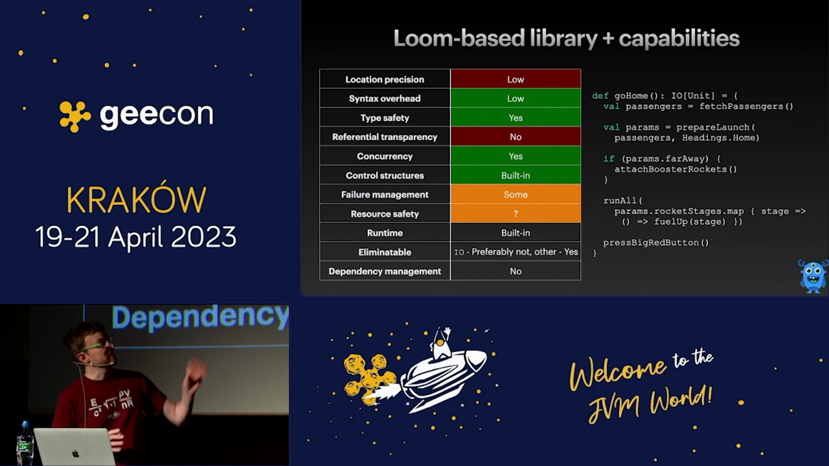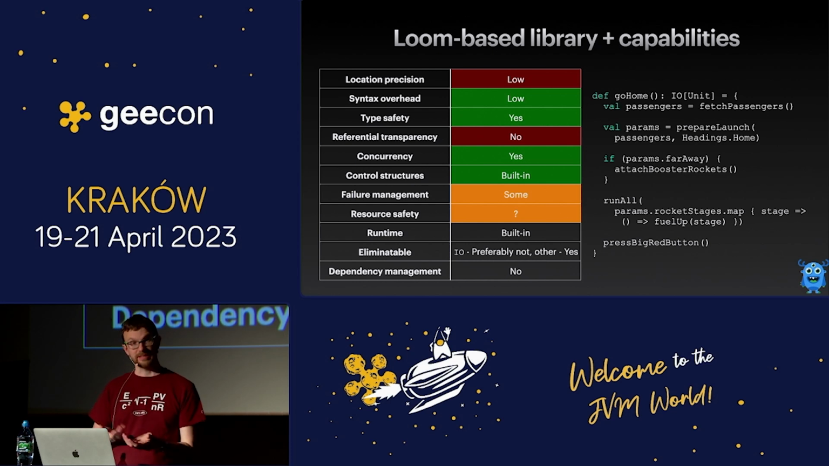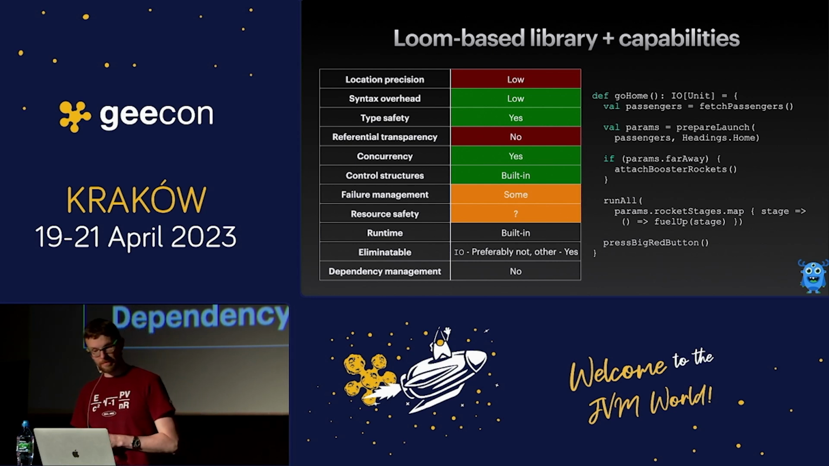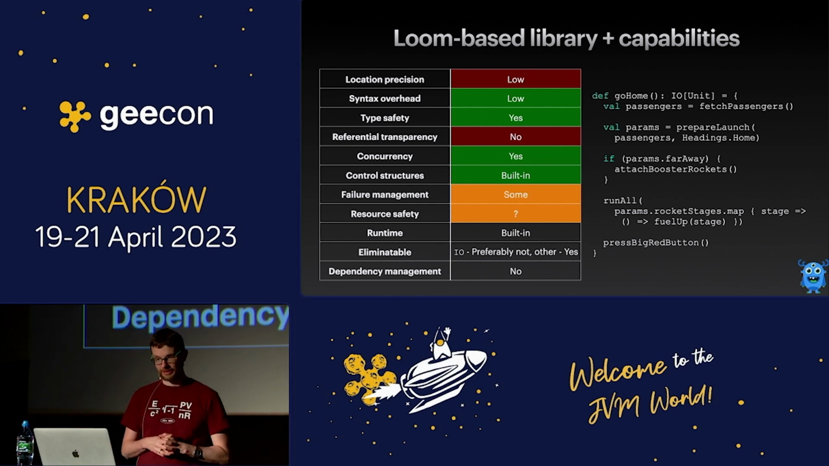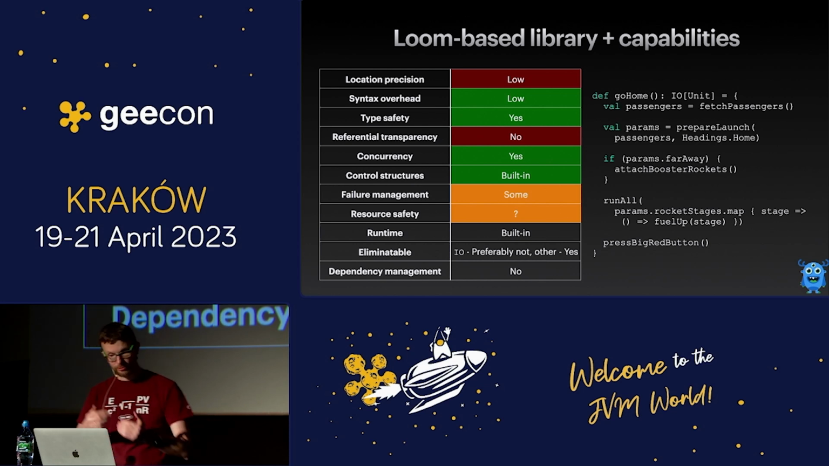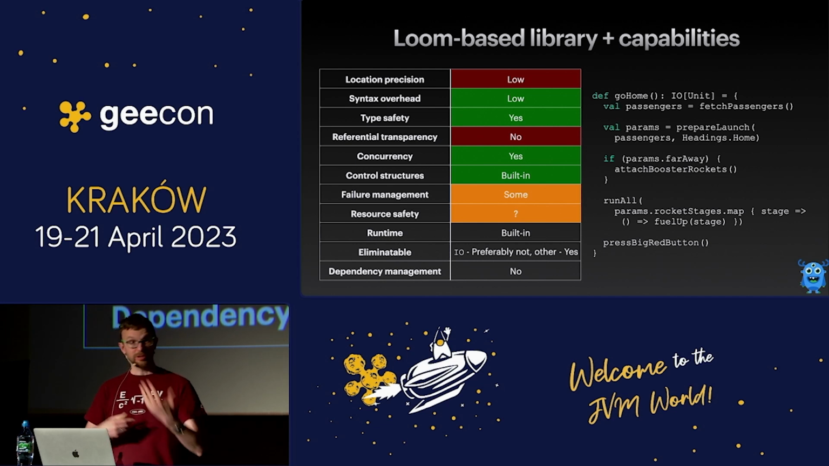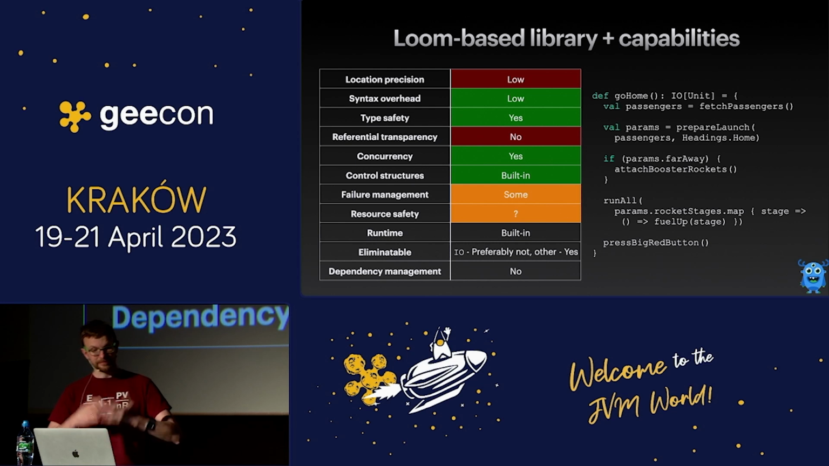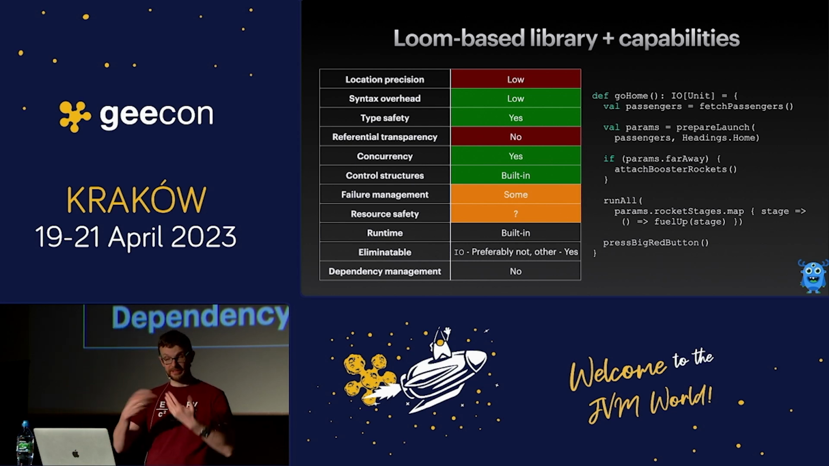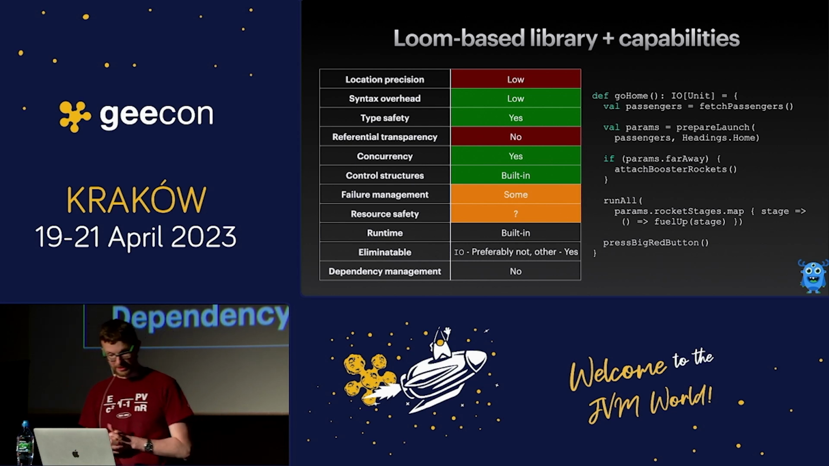This also means that the location precision of this approach is quite low, because you can't really see where these tokens are inserted unless you try to comment the token out and see where it breaks. But the syntax overhead is low, right? We can just use normal direct style code. We don't get any referential transparency, and failure management and resource safety are not there because it's all imaginary. But it might be an interesting area to explore for the future.